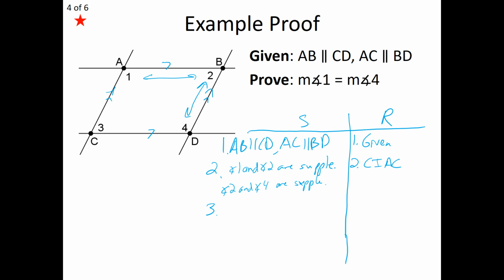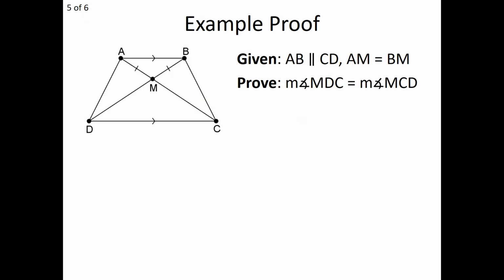We'll take a look at our statements in statement 2. Angle 1 is supplementary to angle 2, and angle 2 is also supplementary to angle 4, which means I know something about angle 1 and angle 4. They have to be equal by the same supplements theorem. Angle 1 and angle 4 are supplementary to the same third angle. And so there we have it, our first example proof of using one of our consequences to prove a result about our angle relationships. Let's take a look at another example.